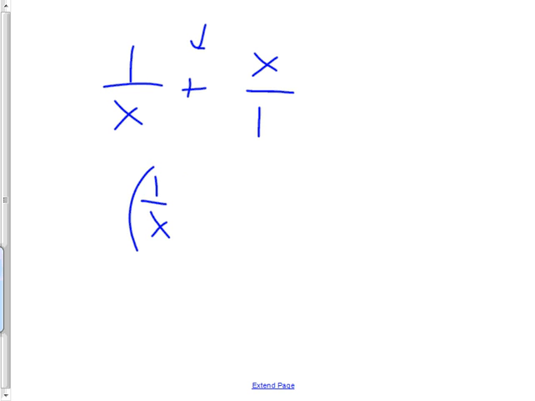Here's another one: 1 over x plus x over 1. Can or can't you cancel? You cannot cancel over an addition like that. If this was 1 over x times x over 1, then could you cancel? Yes, you could.